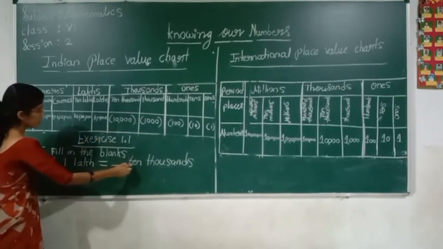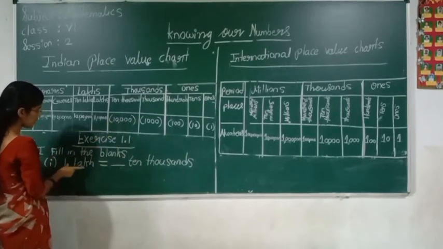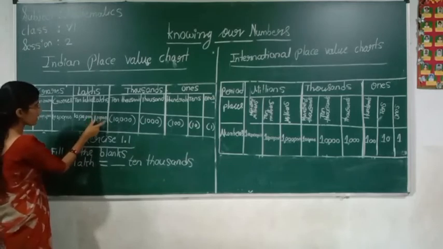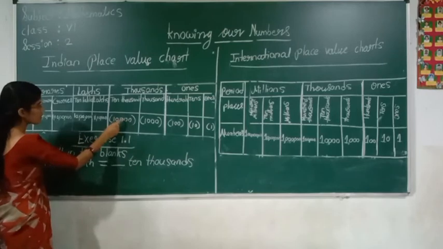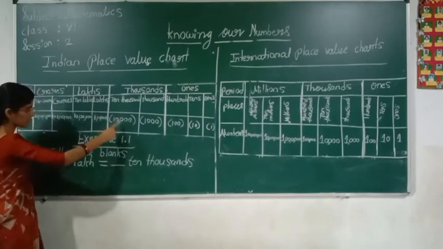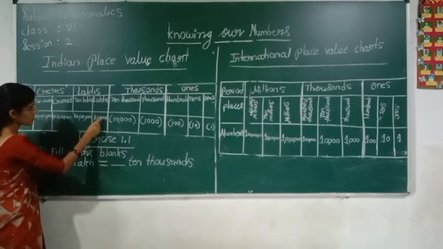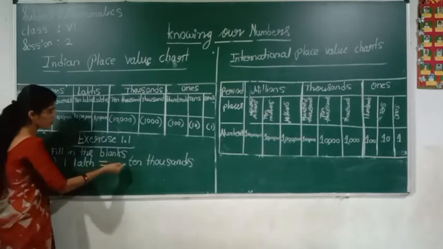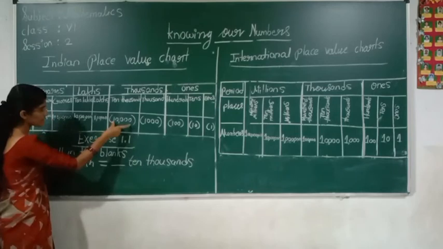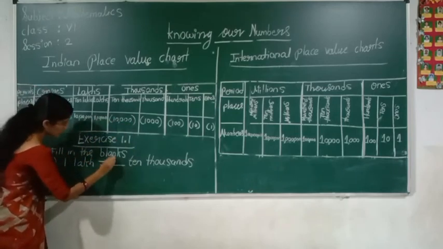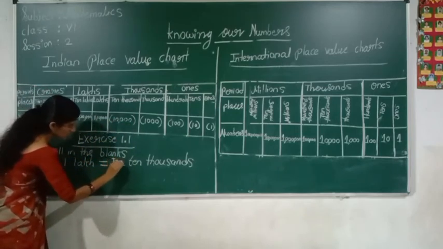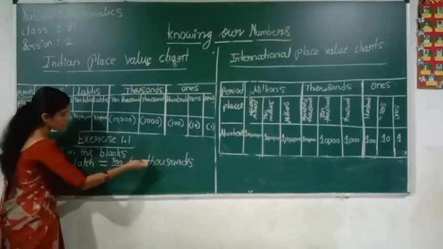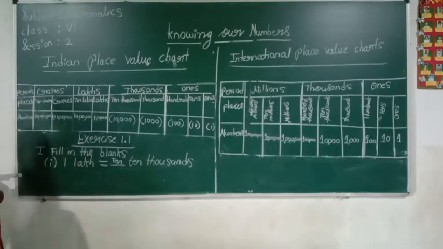See here, 10,000 is here. 1 lakh is here, right? Here 1, 2, 3, 4 zeros are there in 10,000. Here 1, 2, 3, 4, 5 zeros are there. So 1 lakh is equal to how many 10,000s? If you multiply 10,000 by 10, it will become 1 lakh. 10 of 10,000 is nothing but 1 lakh.